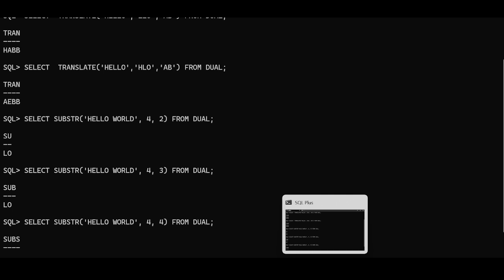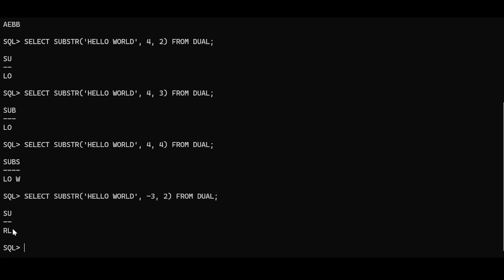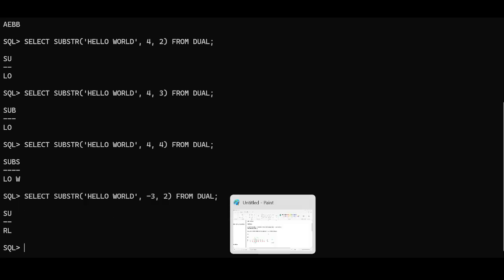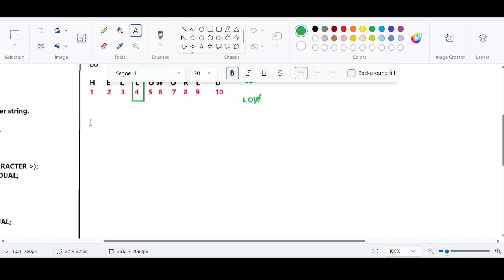Another thing, another way you can do this. This is not the only way. There is another way. So you can also pass a negative number here. For example, let me pass a negative number like -3. So -3, 2. The length of the characters you are passing is 2, and you are passing the position as -3. You are getting RL. Why are you getting RL? Now you have an option to pass the positive number as the position or the negative number as the position. Let us take this example.